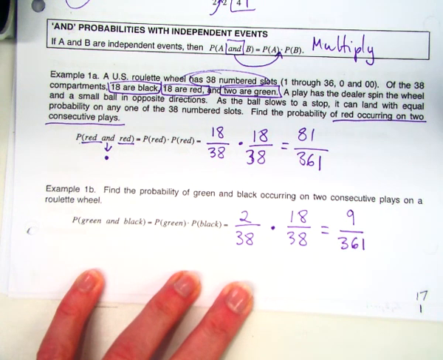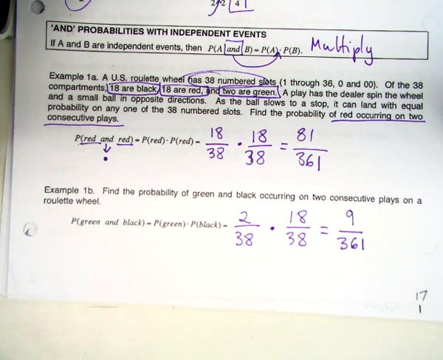Did you get 9 over 361? Okay, 2 more problems.